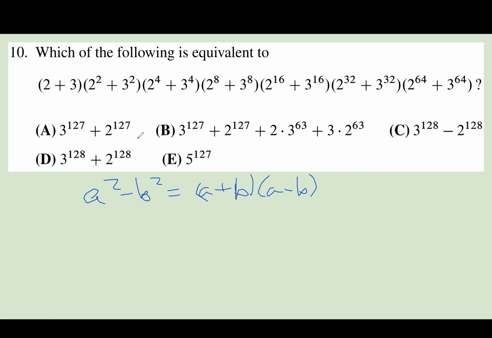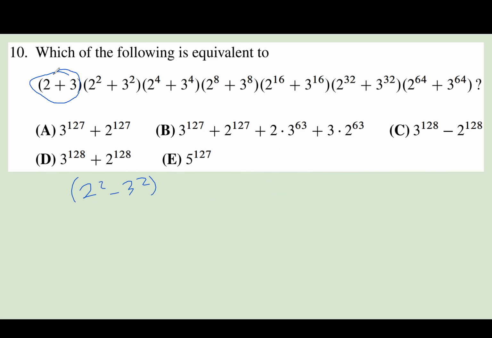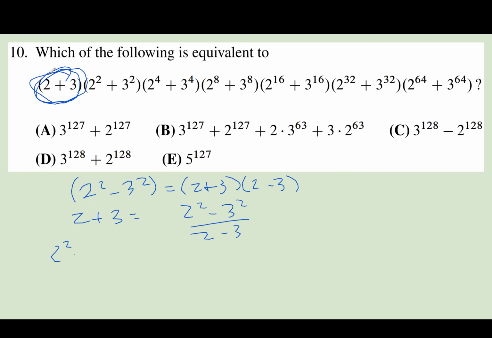Well, so what? I don't see any minuses here, so why am I telling you this? Well, what if I looked at this: I know that 2 squared minus 3 squared equals 2 plus 3 times 2 minus 3, right? But doesn't that mean that 2 plus 3 equals 2 squared minus 3 squared over 2 minus 3, right? So I can replace the first term with 2 squared minus 3 squared over 2 minus 3, right?